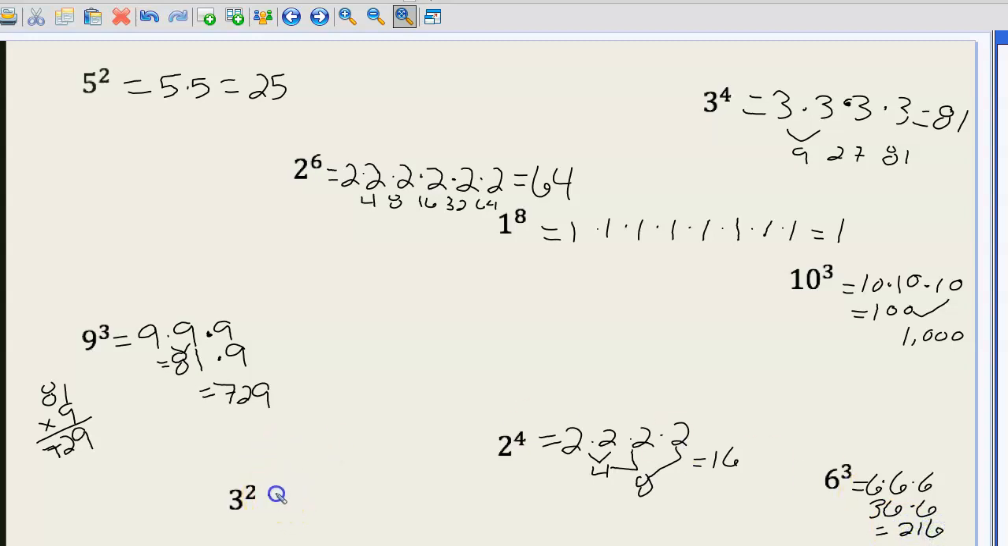Okay, last but not least, 3 squared. 3 times 3. What's 3 times 3? You know that's 9. So those are just some examples of different exponents. But as long as you keep in mind that you are not multiplying 10 times 3, you are saying 10 times 10 times 10, 10 times itself 3 times, you've got exponents down.